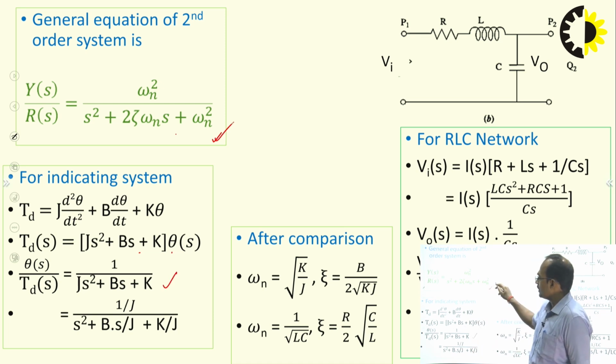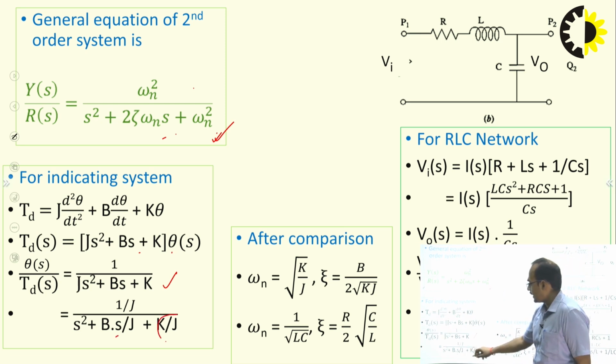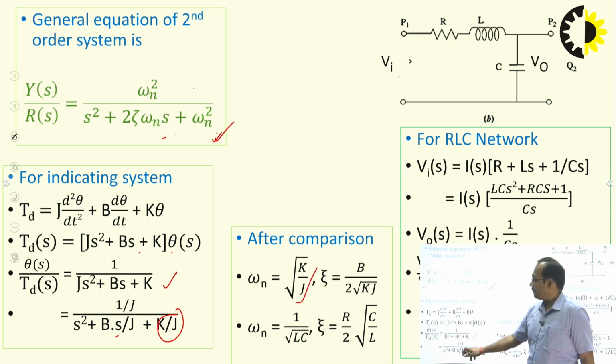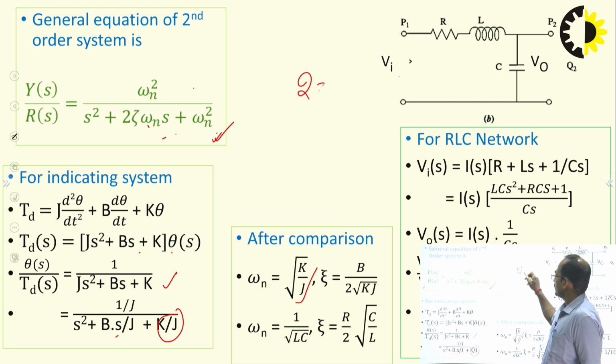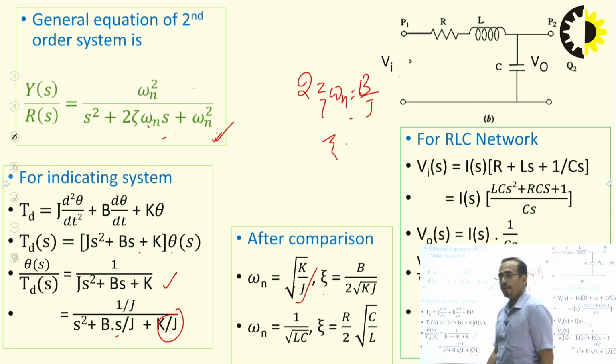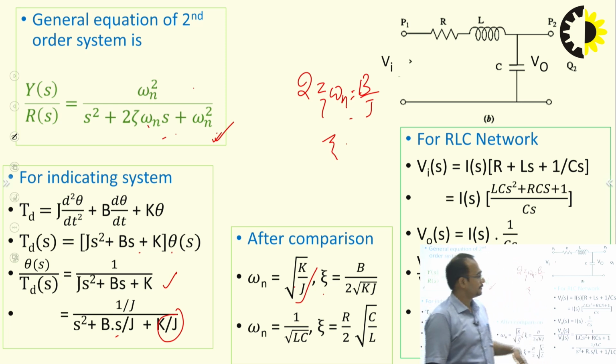We have to compare with omega n square upon s square plus 2 zeta omega n s plus omega n square. So what will be the value of omega n? Omega n will be equal to under root k by J. And 2 zeta omega n is equal to B by J. Just put the value of omega n in this equation, you will get the value of zeta. Similarly, we can find the value of omega n and zeta for this electrical system.